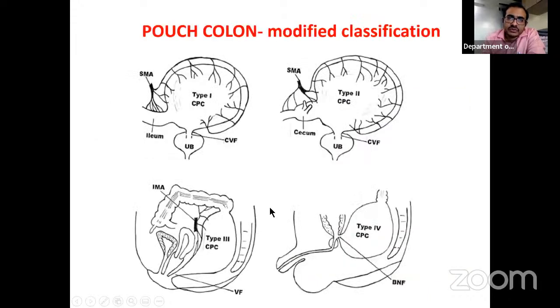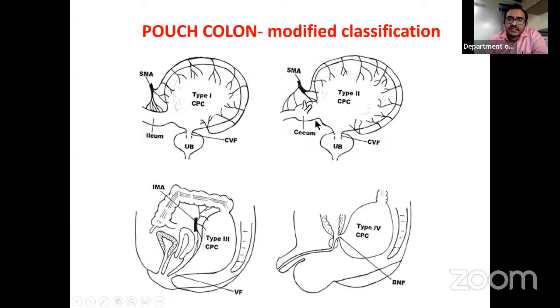So these are the types of pouch colon. In type 1, the whole of the colon and rectum is converted into pouch. This pouch has a very big fistula with the urinary bladder, and the ileum opens directly into this pouch. During surgery, we have to divide this fistula, remove this pouch, and bring the ileum out as an anal opening. So the continence will be poor in this patient.